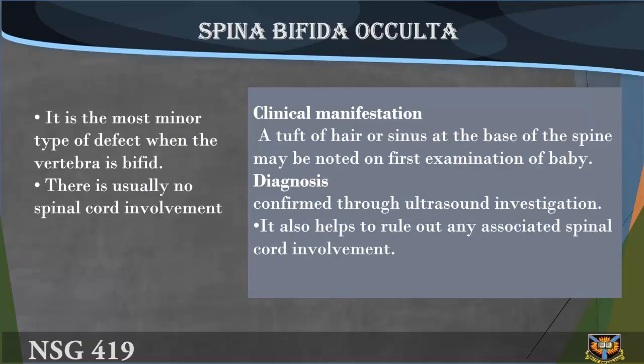Spina bifida occulta. It is the most minor type of defect, when the vertebra is bifid. There is usually no spinal cord involvement. Clinical manifestation: a tuft of hair or sinus at the base of the spine may be noted on first examination of the baby. Diagnosis is confirmed through ultrasound investigation. It also helps to rule out any associated spinal cord involvement.